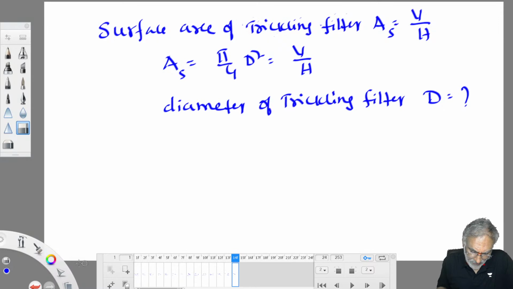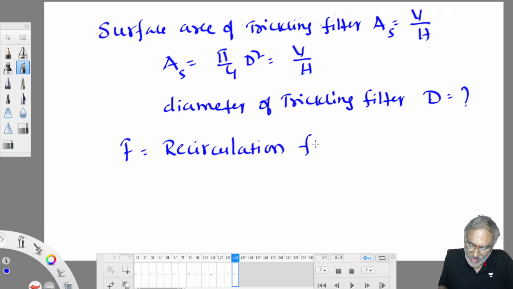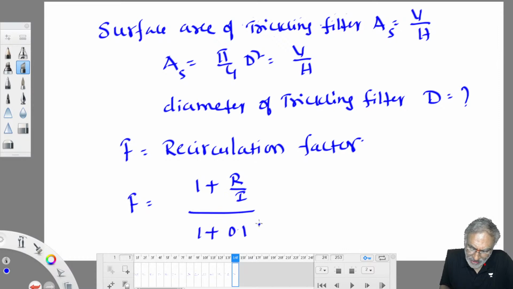That is one thing. One more parameter is there in that equation. What is that parameter? F. That F parameter is known as recirculation factor. This recirculation factor we work out by using 1 plus R by I by 1 plus 0.1 R by I whole square. Using this equation you can work out recirculation factor.